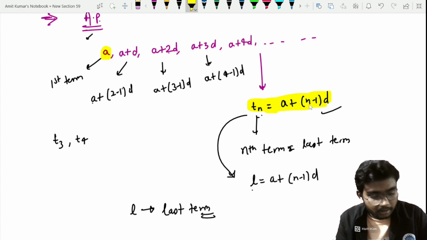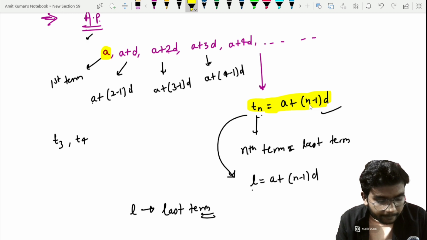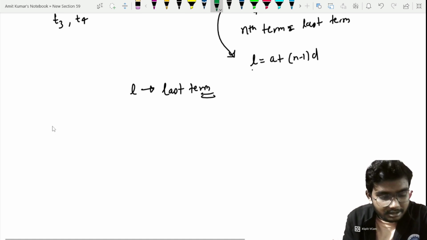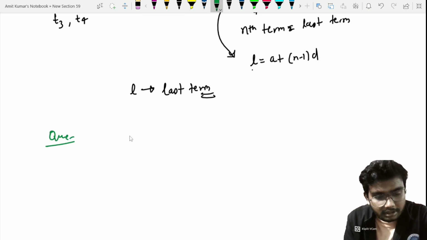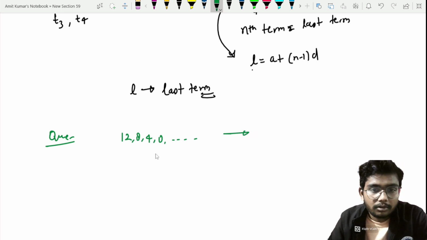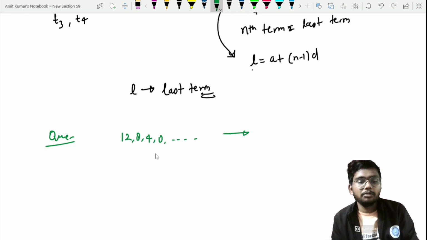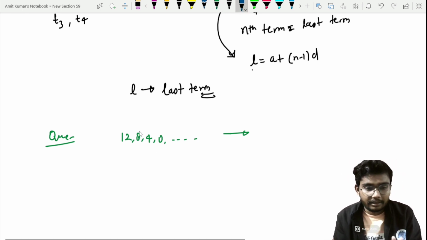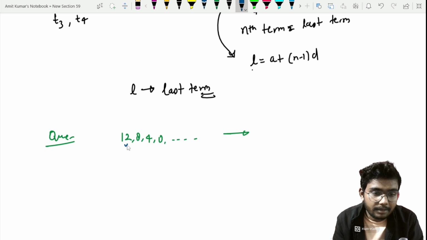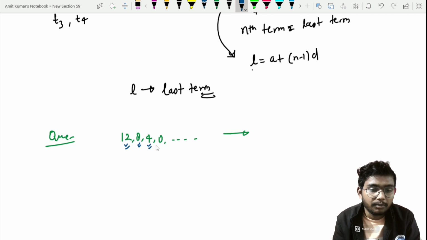This is so simple. Let's suppose we have been given one question here, and we have to check whether this is an AP or not. The question is 12, 8, 4, 0. You have to show whether this is an AP or not. How can we do it? You can find the common difference. You subtract the first term from the second term, the second term from the third term, and the third term from the fourth term.